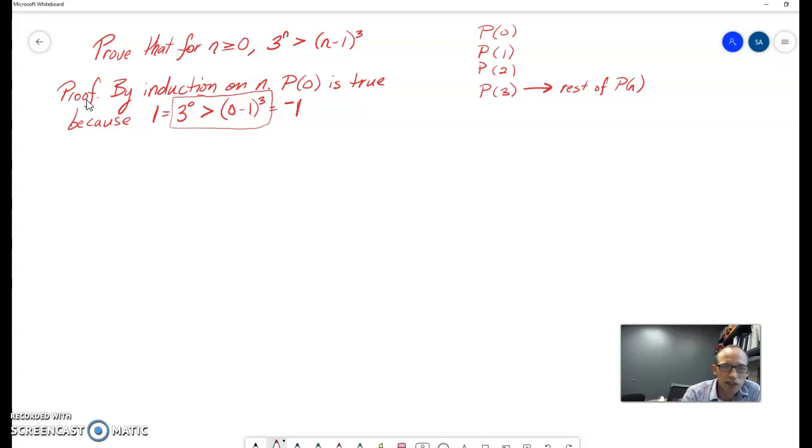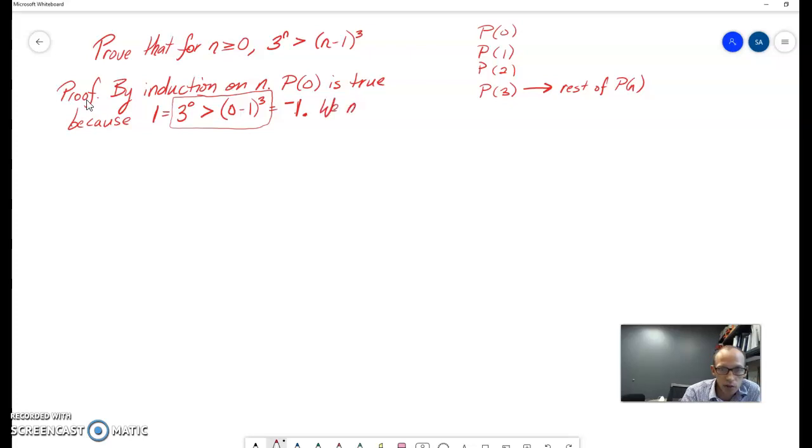Because I kind of saw what was happening here, I went ahead and just put, okay, 1 equals this, which is greater than this, which equals negative 1. And this is a true statement because 1 is greater than negative 1. So we know that this statement is true. Again, you didn't have to do it this way. If you wanted to, you could have just plugged in the 0 on each side and then rewritten that inequality to show that 1 is greater than negative 1. In any case, the statement is true for P of 0.